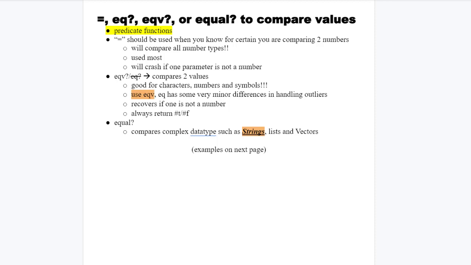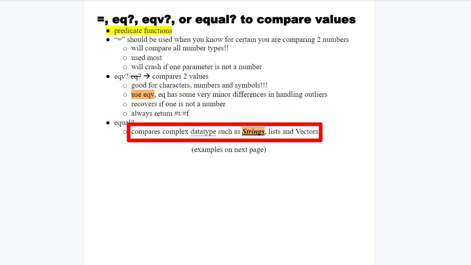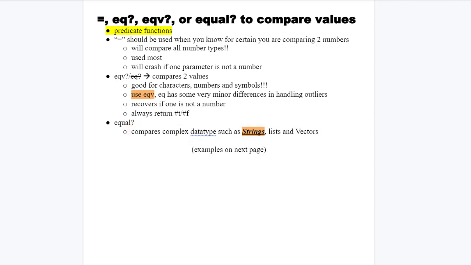Now, in these three that you're looking at right now, I'm going to show examples here in a second, but you'll notice there are some differences between them. An equal sign is great when you know that you're comparing two numbers. If you don't compare two numbers, you're in deep trouble, and I'll show you that in a second. EQV is great for comparing two values for characters, numbers, and symbols. So that's a little bit more wide-ranging. And then equal with a question mark is great for comparing complex data types like strings, lists, and vectors.